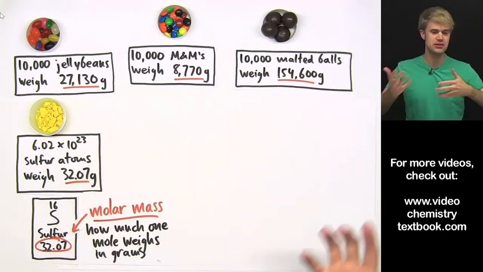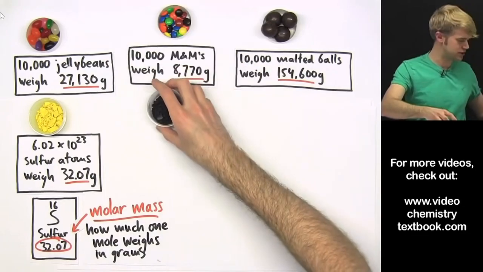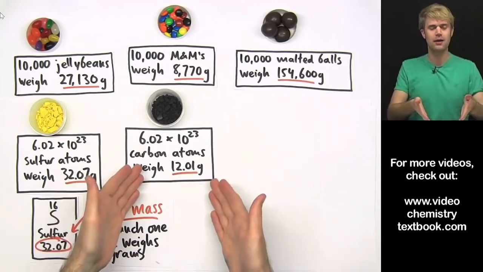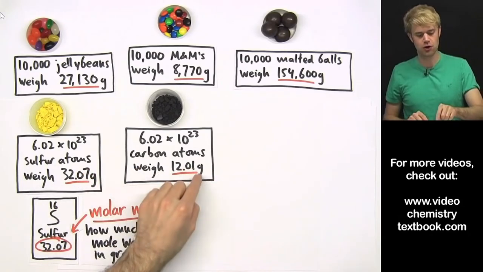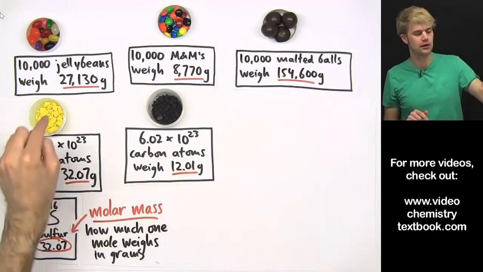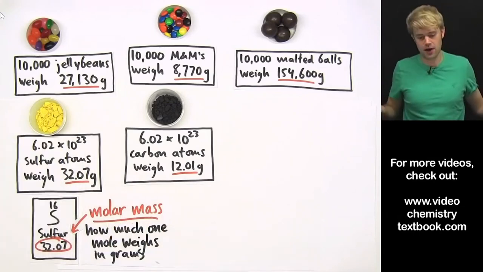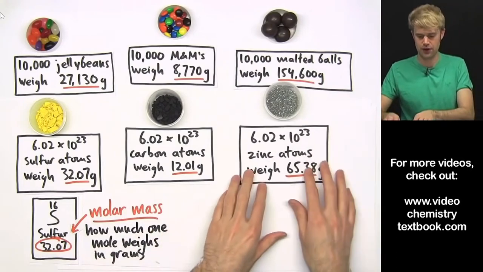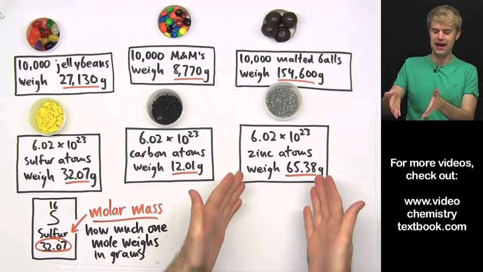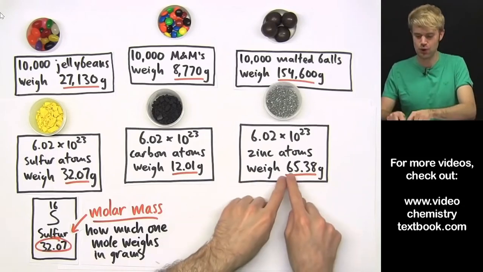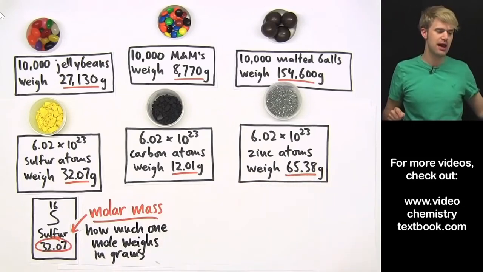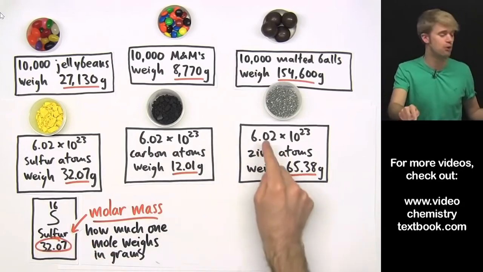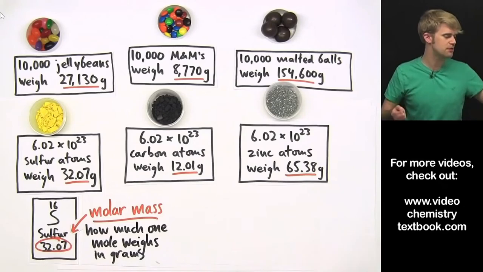So it's the same way with atoms. Some are lighter and some are heavier. So carbon, for example, is a little bit lighter than sulfur, and 602 hexillion carbon atoms only weigh about 12.01 grams because carbon atoms are just lighter than sulfur atoms. On the other hand, something like zinc atoms are heavier than sulfur atoms. So 602 hexillion zinc atoms, a mole of zinc atoms, weighs 65.38 grams. And just as I did with sulfur, I know how much the carbon and zinc moles weigh because I can look up the atoms on the periodic table.